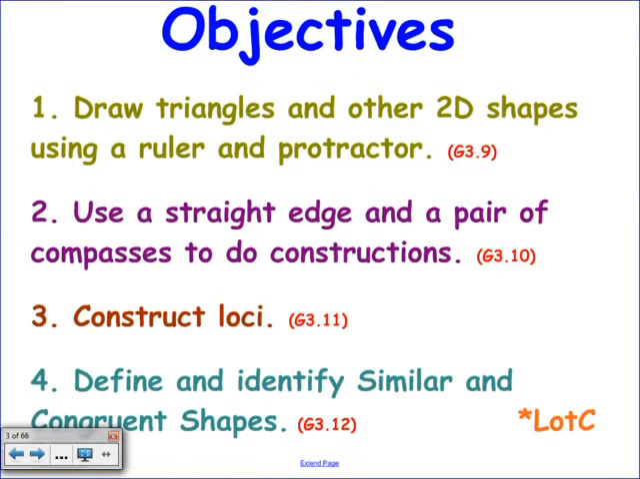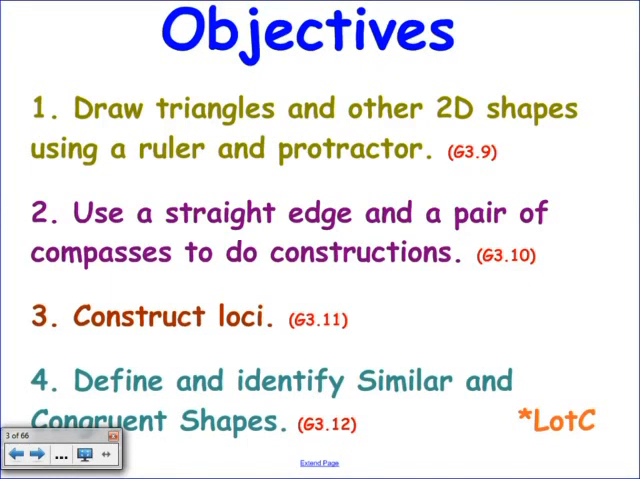The third one is this word loci, a set of rules for drawing. This is where you get to do a plan of a garden, and you can't plant the tree within half a yard of the wall and within 2 yards of the pond and all that sort of stuff. You're going to shade areas that satisfy sets of rules, and that's what loci are. The last one is a throwaway one.